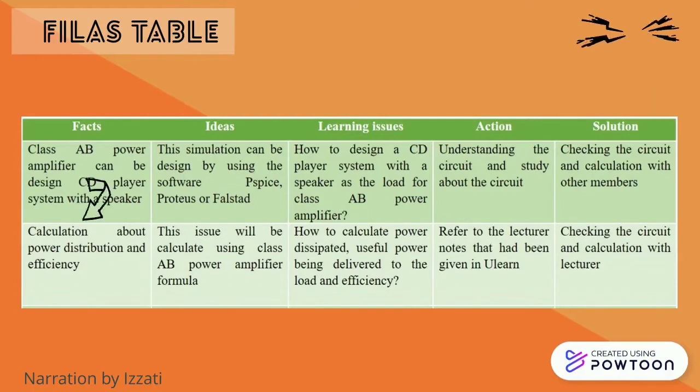The second fact is the calculation about power distribution and efficiency. The idea for this issue will be to calculate using the Class AB power amplifier formula. Now, the learning issue will be how to calculate power dissipated, useful power being delivered to the load, and efficiency. We need to take an action to search information through the notes and website about the calculation circuit and the problem. Then, for the better solution, check the circuit and the calculation with your lecturer.